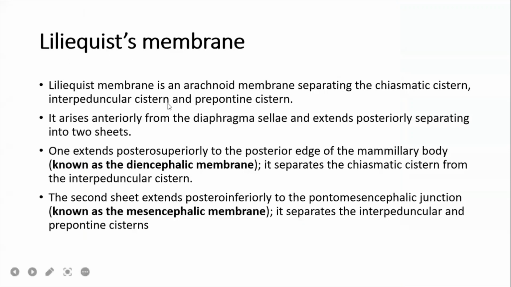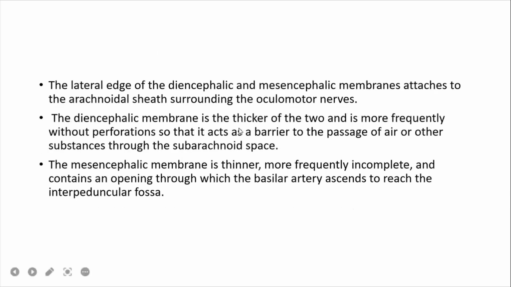So, the Liliequist membrane is the arachnoid membrane separating the chiasmatic cistern from the interpeduncular cistern and the prepontine cistern, as we have already discussed. It arises anteriorly from the diaphragma sellae and extends posteriorly, separating into two sheets. One extends posterosuperiorly to the posterior edge of the mammillary bodies, which is known as the diencephalic membrane. It separates the chiasmatic cistern from the interpeduncular cistern. The second sheet extends posteroinferiorly to the mesencephalic junction, also known as the mesencephalic membrane, and it separates the interpeduncular cistern from the prepontine cistern.